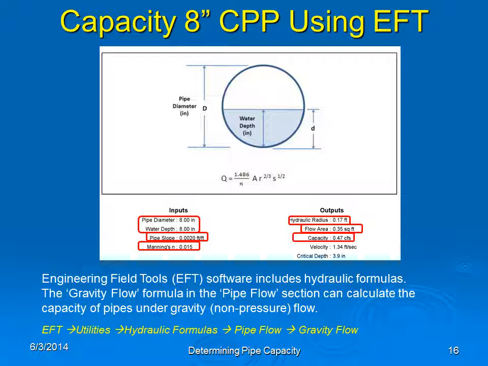And we can put in our pipe diameter, our water depth, which to determine the capacity of the pipe are going to be the same. We can put in our pipe slope as 0.0020 feet per foot, and Manning's n for this pipe is 0.015. The software outputs our hydraulic radius, our flow area, and our capacity, which is 0.47, which is the same as we calculated by hand. It also will output the velocity, which we'll talk about here in a little bit.